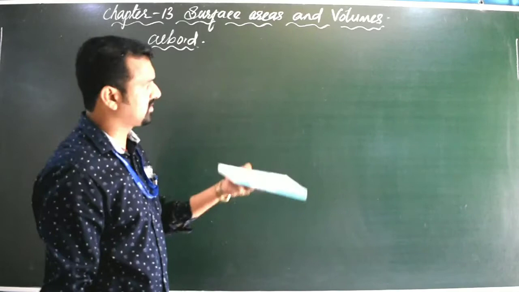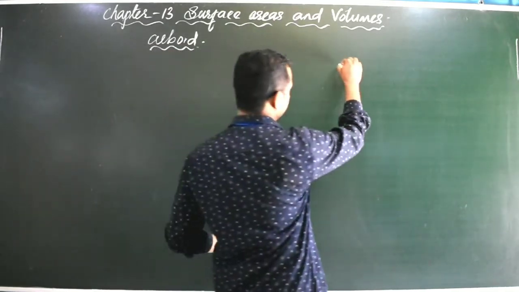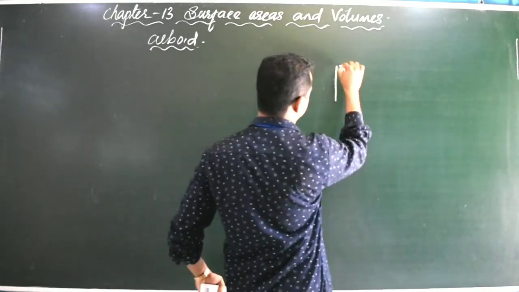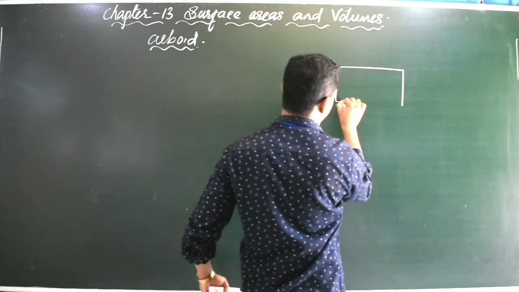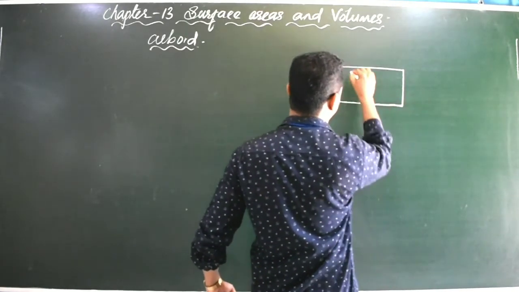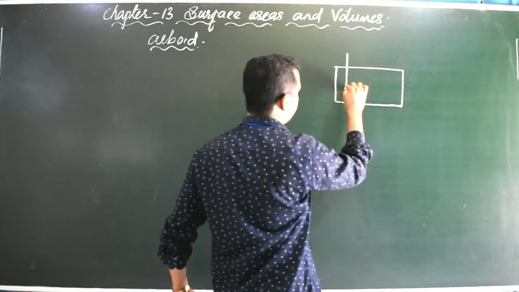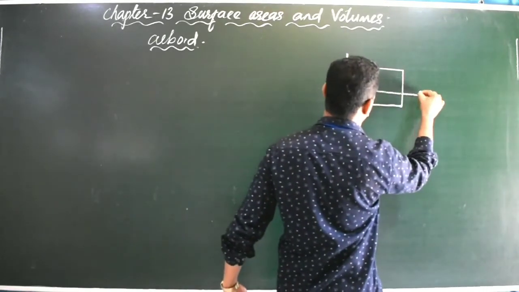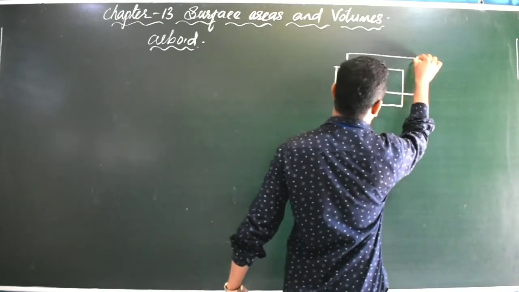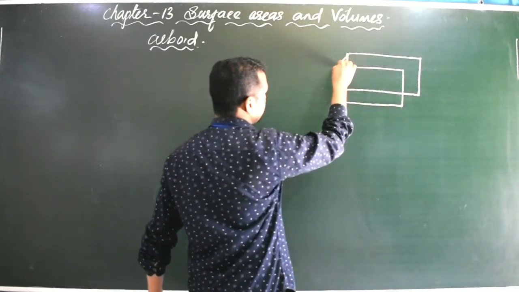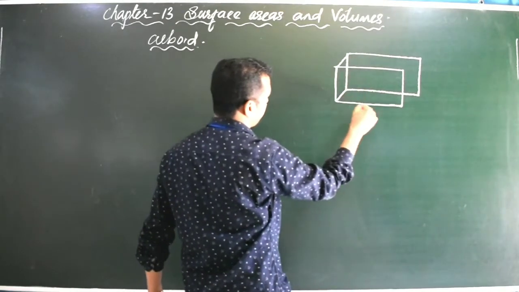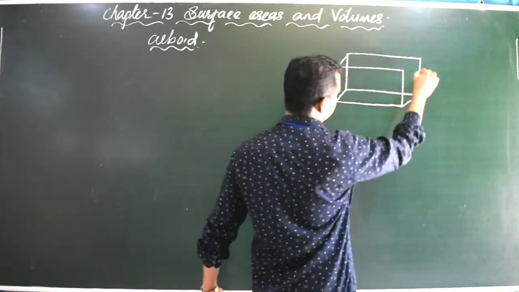How can we draw this cuboid? We can draw a cuboid this way. First you have to draw a rectangle. After that, one more rectangle we have to draw. So you draw a rectangle here again. After that, join its vertices. All the 4 vertices we will join. Then we will get a cuboid.